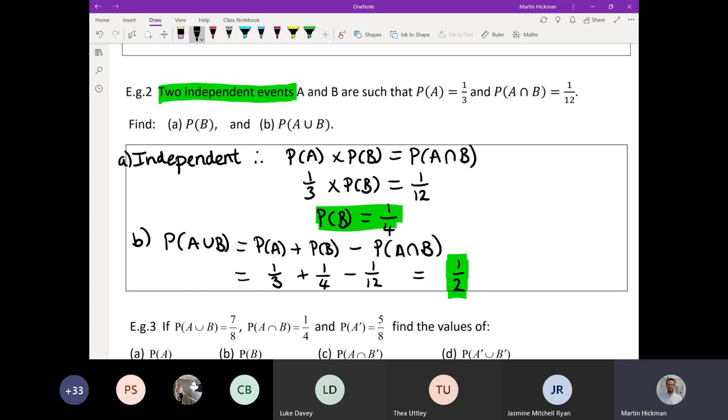Right, so I'll just have a quick check in the chat if there's any questions. If not, we'll move on to examples 3 and 4.